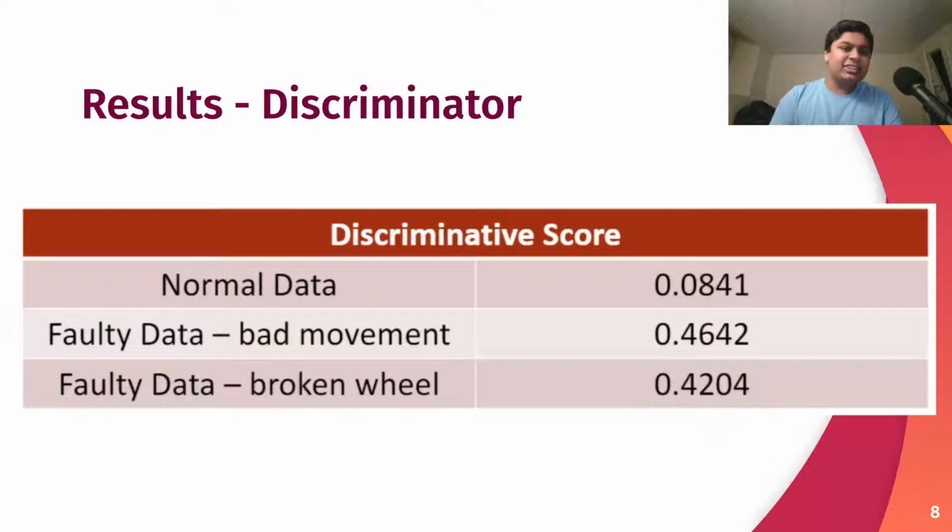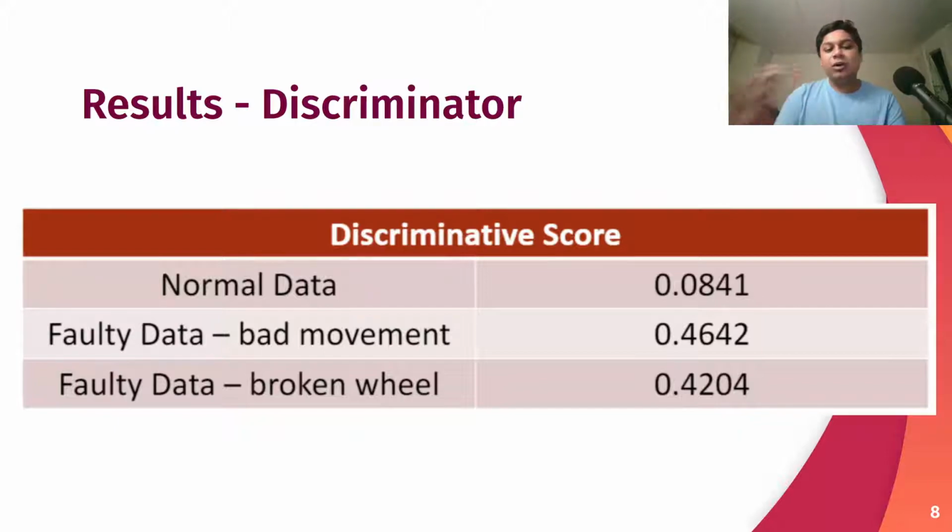What's exciting, though, is the discriminator. We wanted the discriminator to be able to tell the difference between normal data and faulty data, and we can see this in the statistics that we've collected. With the normal data, the discriminator had a discriminative score. What the discriminative score tells us is how well the discriminator is able to distinguish this data from the normal data. With the normal data passed in, it's very hard to distinguish. That's because the generator has done a good job.